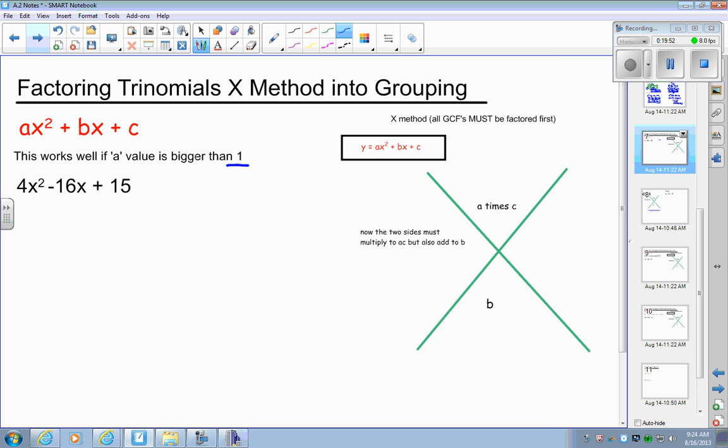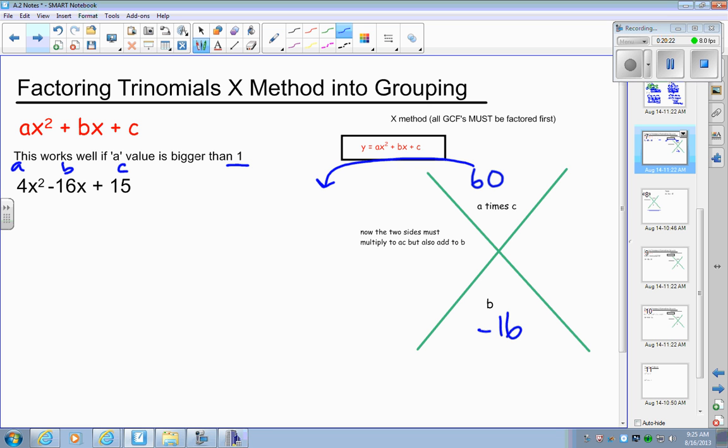So we're basically combining this x method into grouping. You don't have to use this. I just want you to get these things correct, obviously. So the trick with this x method is you put a times c up top, so we know this is our A value, this is our B, this is our C. So 4 times 15 is 60. Down below, we put negative 16. Okay? On the sides, the two numbers must multiply to the A times C and add to the B. So basically, we got to multiply to 60 and add to negative 16.